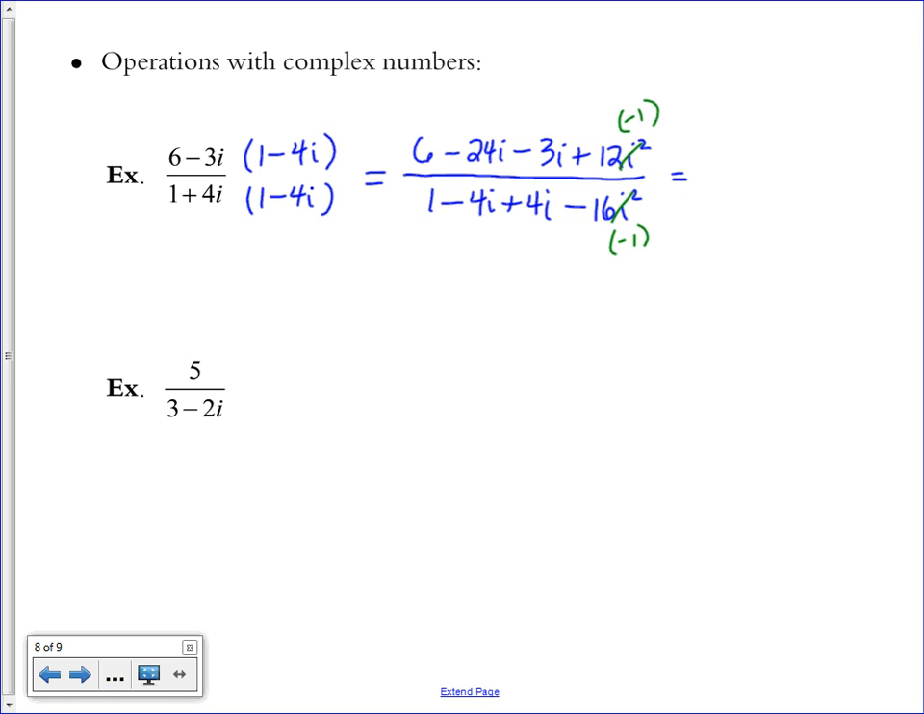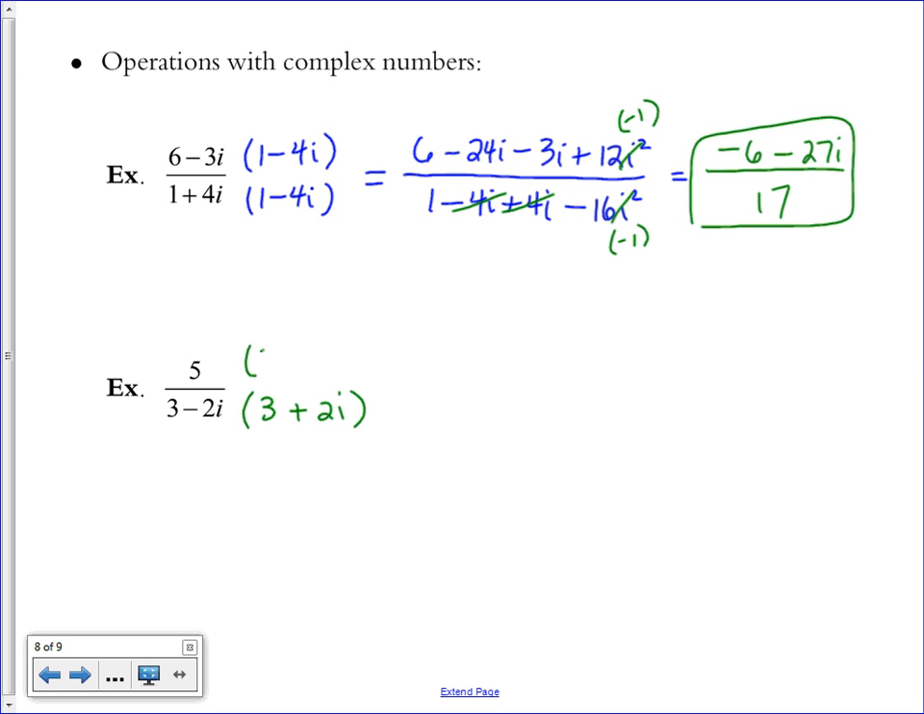The numerator ends up being a 6 and a minus 12 from the end, so that's going to be a negative 6. And then the two imaginary pieces give us negative 27i. The denominator, because the minus 4i and the positive 4i canceled out, and the i squared became a negative 1, well, now the denominator is a real number. It's 1 plus 16. And then you stop, because the denominator no longer has an imaginary number in it, which was what we were trying to accomplish.